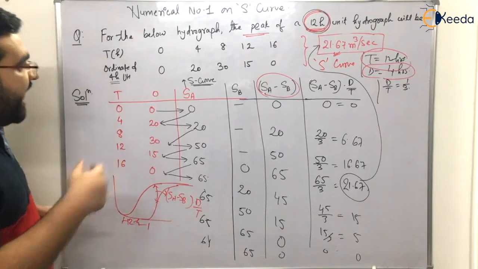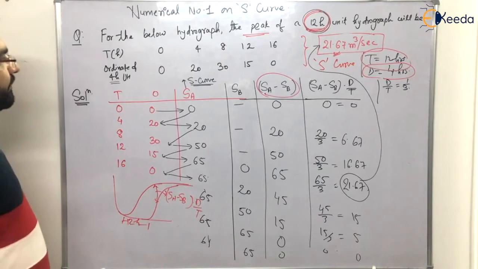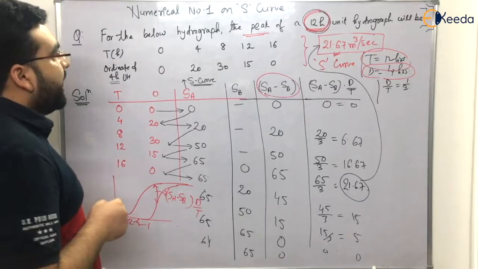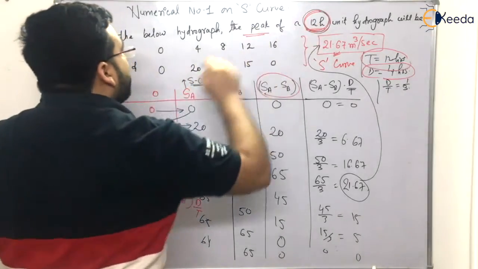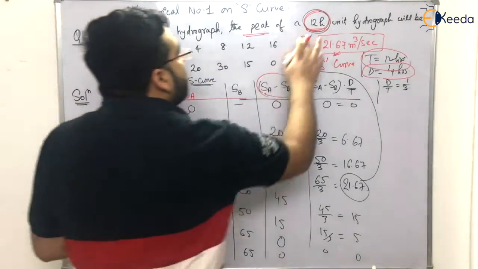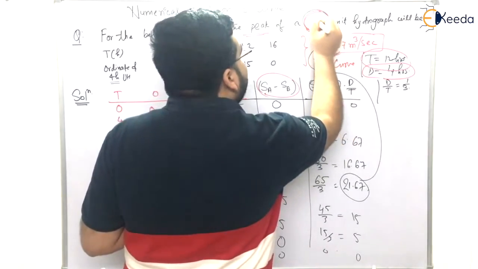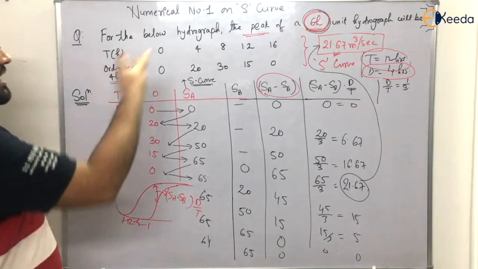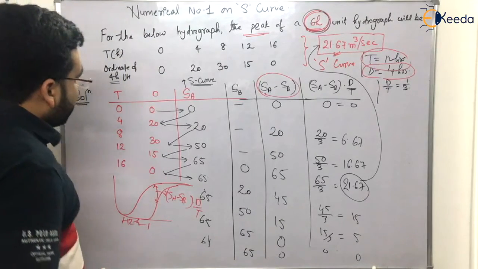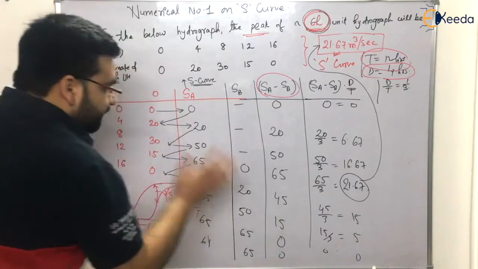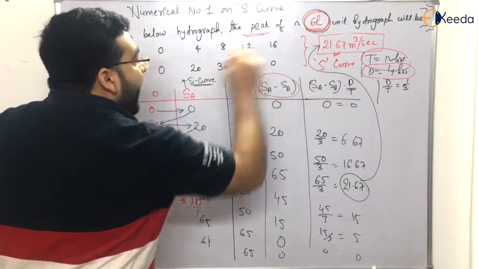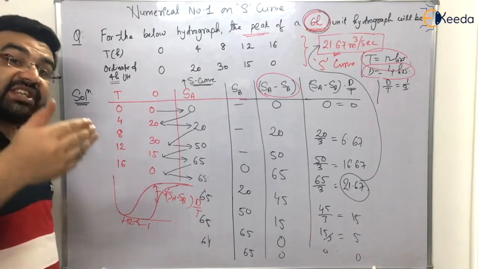Okay? Now sometimes the question can be like this. You are given a 4-hour unit hydrograph, and instead of a 12-hour unit hydrograph, you are supposed to determine a 6-hour unit hydrograph. Let us say, for example, I am just taking an example. So the first step would be similar. But in the second step, you have to lag it by 6 hours, right?